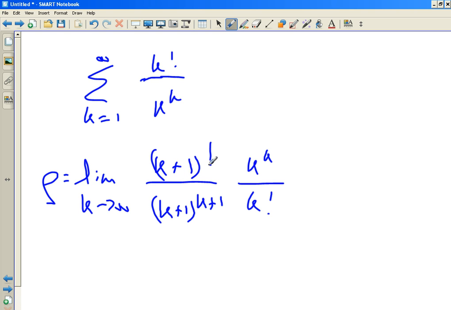K plus 1. Remember, we talked about this. 5 factorial into 6 factorial is 6. 9 factorial into 10 factorial is 10. K factorial into k plus 1 factorial is k plus 1. But k plus 1 and k plus 1 cancel out too.